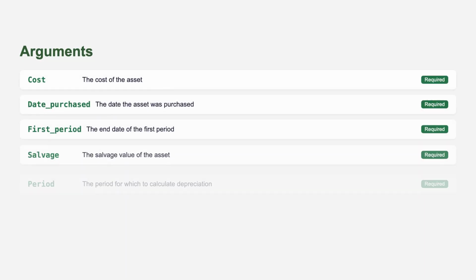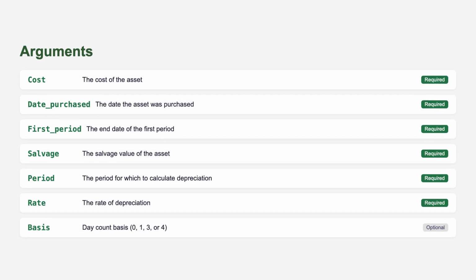There are 7 arguments: cost, the cost of the asset; date purchased, the date the asset was purchased; first period, the end date of the first period; salvage, the salvage value at end of life; period, which period to calculate depreciation for; rate, the rate of depreciation; and basis, an optional day count basis accepting 0, 1, 3, or 4.